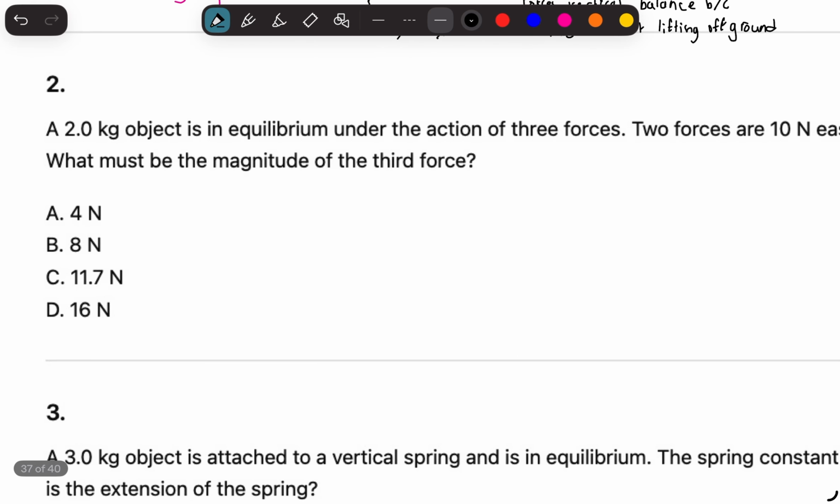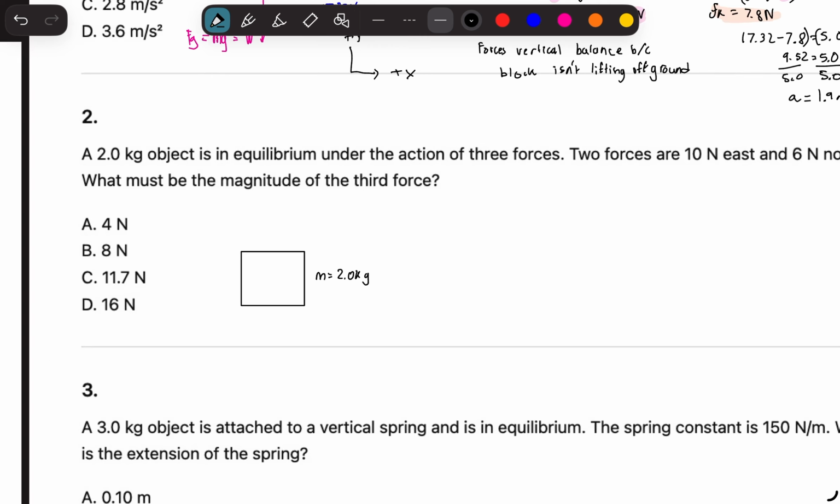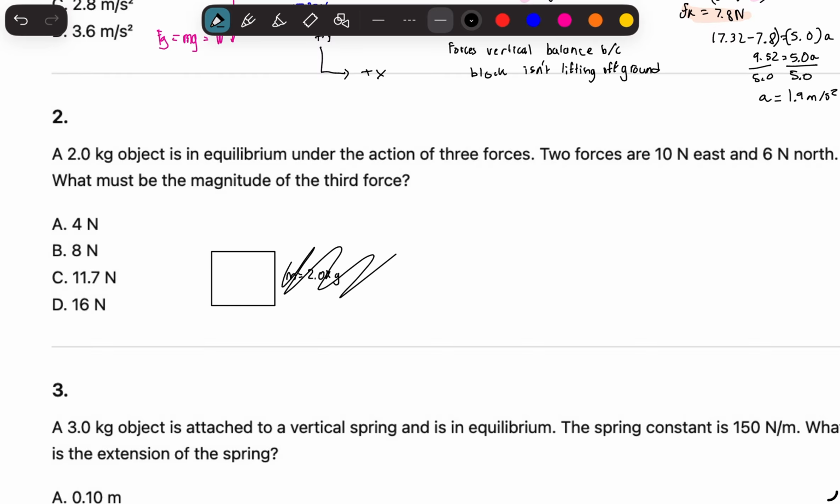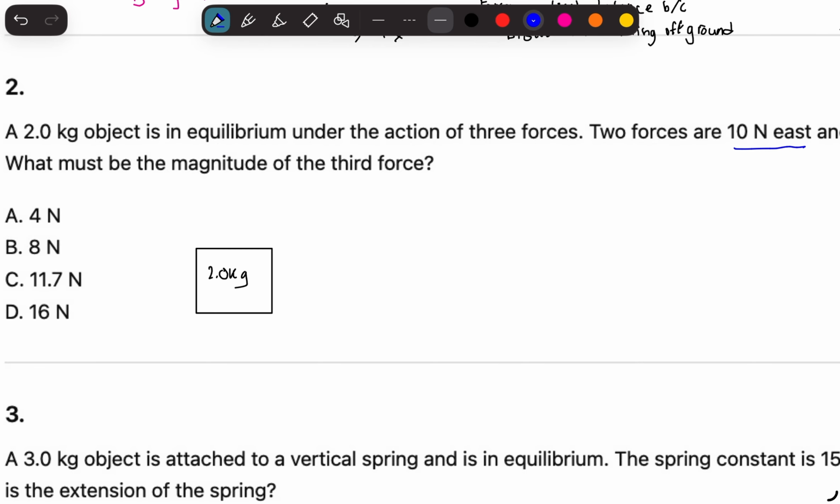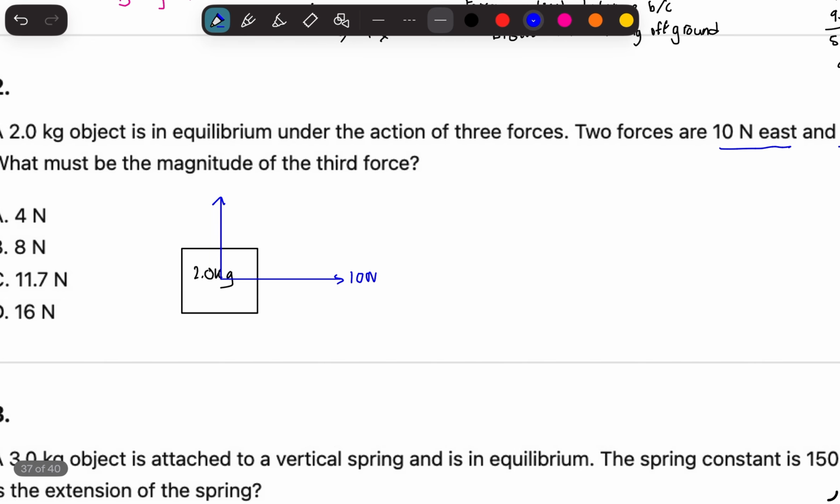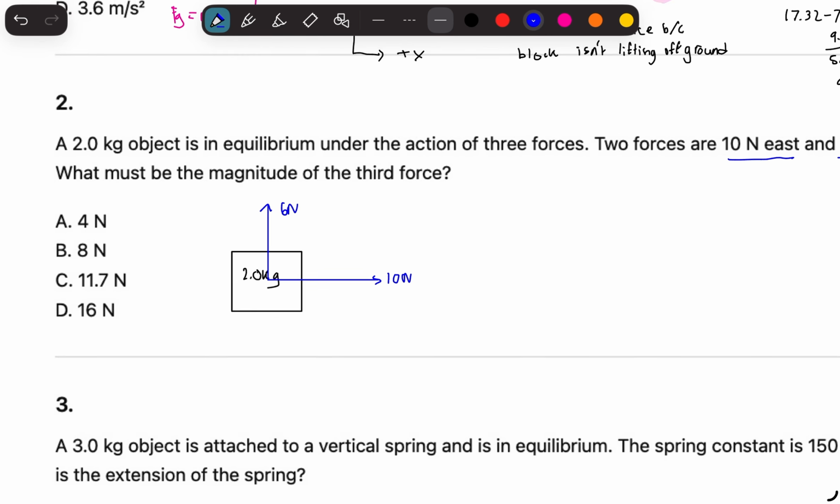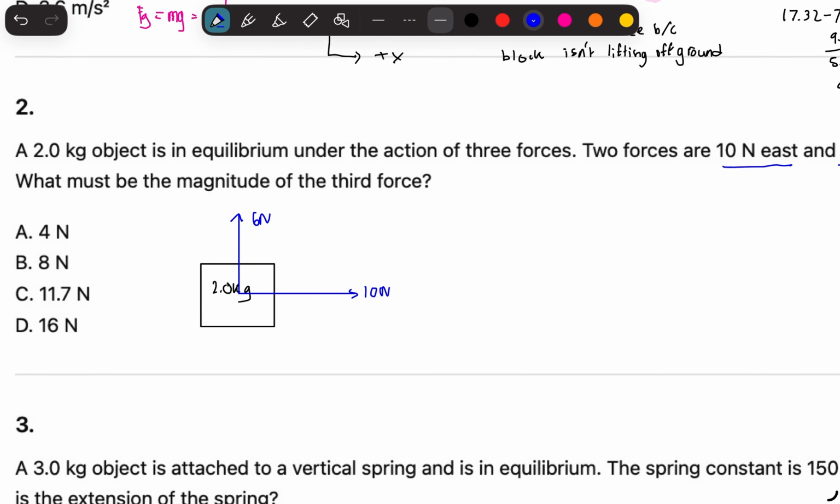A 2.0 kilogram object is in equilibrium under the action of 3 forces. Two forces are 10 newtons to the east, and one is 6 newtons north. What is the magnitude of the third force?